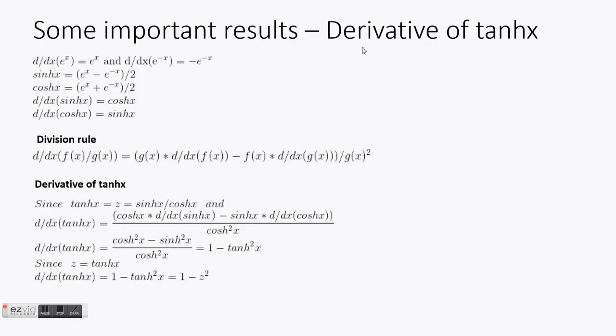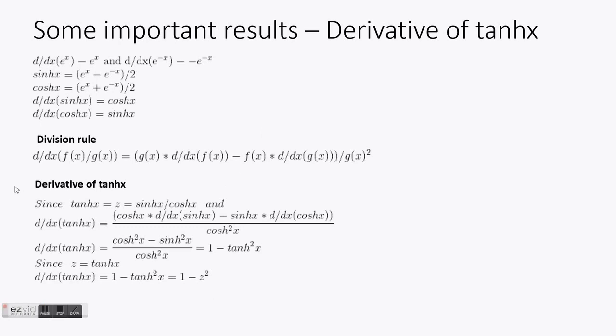Now let us try to find how to get the derivative of tanh x. Now we know d by dx of e power x is equal to e power x, and d by dx of e power minus x is minus e power minus x, and we know sinh x is given by e power x minus e power minus x divided by 2, and cosh x is e power x plus e power minus x divided by 2. Hence if I take the derivative of sinh x, it will essentially be e power x plus e power minus x divided by 2, which is cosh x, and d by dx of cosh x will be sinh x.